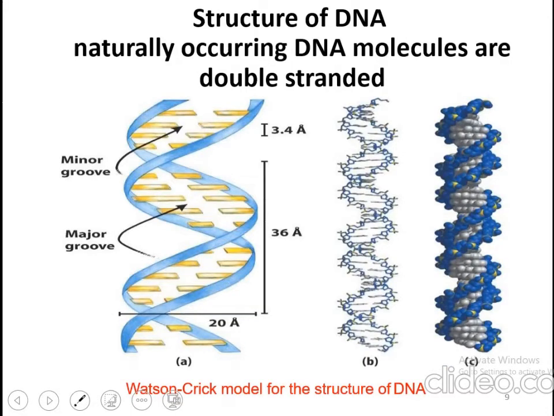You can see in this picture the structure of DNA. Naturally occurring DNA molecules are double stranded. You can see two strands of DNA wrap around each other in all these structures A, B and C. This is known as Watson-Crick model for the structure of DNA.